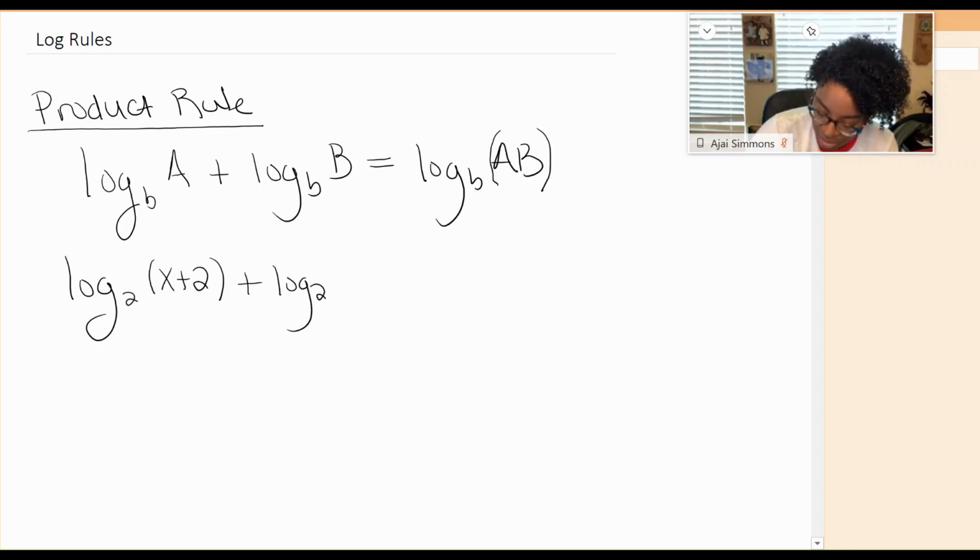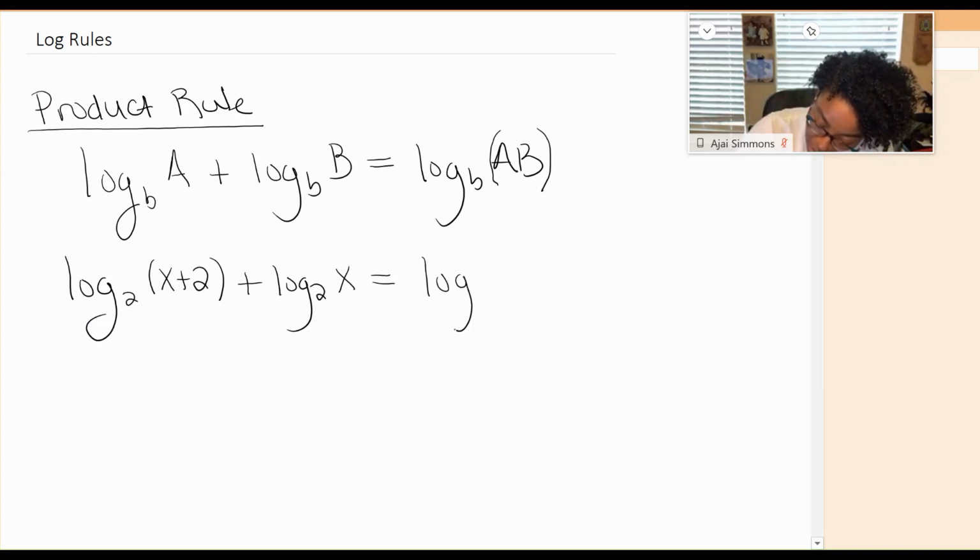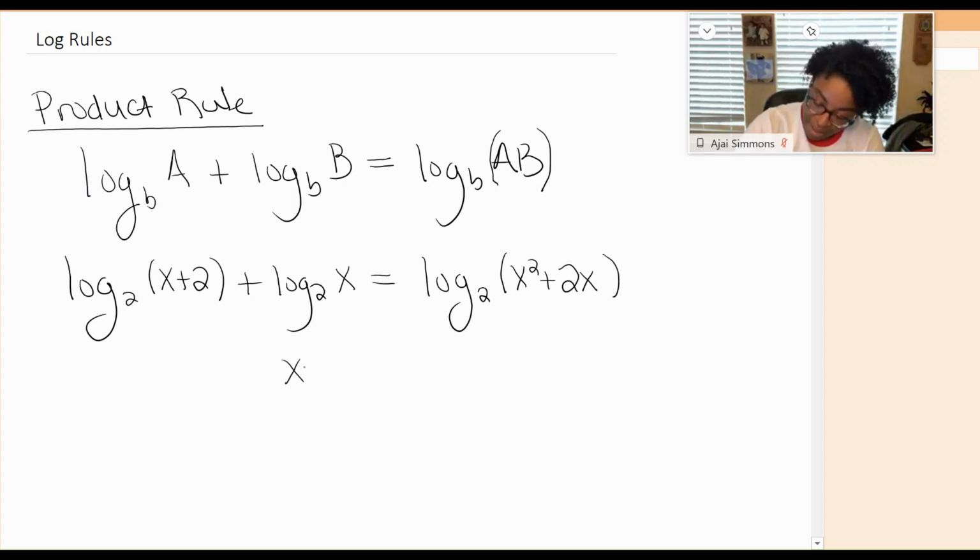Make this even simpler. Let's just say this is log base 2 of x. And I'm adding these two things together. So because this is an addition with two logs in the same base, what I can do with the x plus 2 and the x is I can multiply them together. So if I was to multiply x plus 2 times x, it would be x squared plus 2x. Because it's like I have to distribute, right? If I have x plus 2 times x, then in order to multiply these together, I have to basically distribute that x inside. Okay?